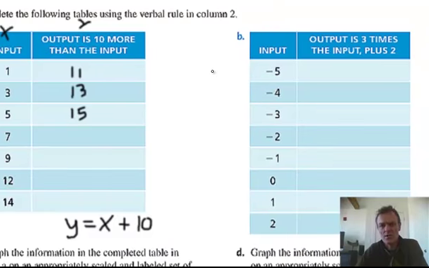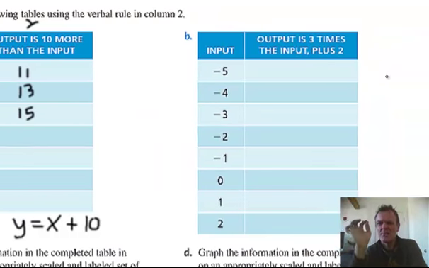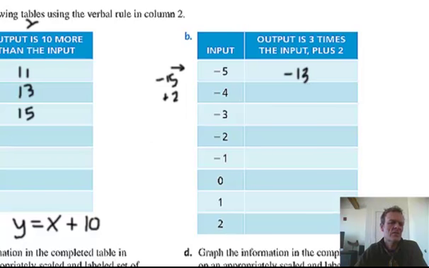If I look at this one over here, now the output is 3 times the input plus 2. So if the input is negative 5, what's 3 times that? Isn't that negative 15? If I add a 2, back up the number line, that's negative 13. How about the negative 4? 3 times negative 4 is negative 12. If I add a 2, back up the number line, that's negative 10. Negative 12 plus 2.